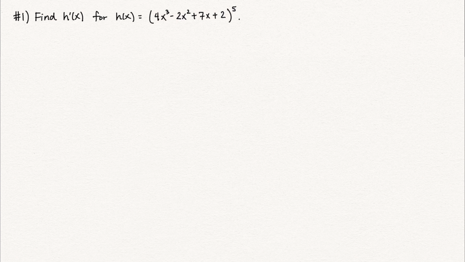So the first thing that I would like everyone to recognize about this function is that it is a composite function, right? It's created by plugging the 4x cubed minus 2x squared plus 7x plus 2 into the fifth power, or in other words, into a function of the form x to the fifth. Well, in order to take the derivative of this function, we're going to be using the chain rule.